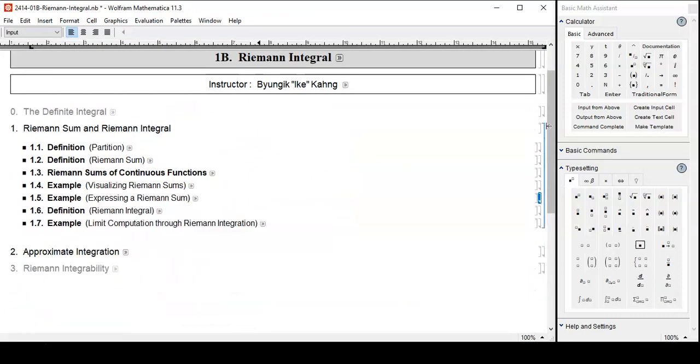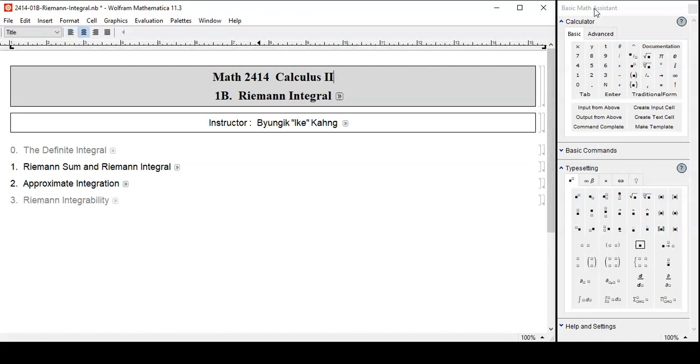All right. So much for an exercise problem on a Riemann sum. Next time, we're going to discuss the Riemann integral.